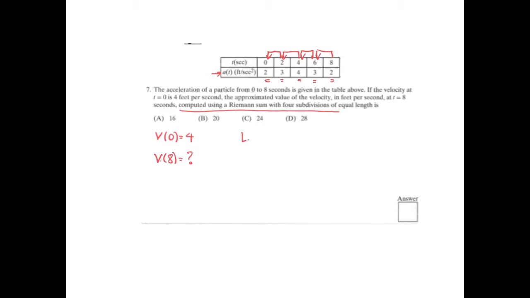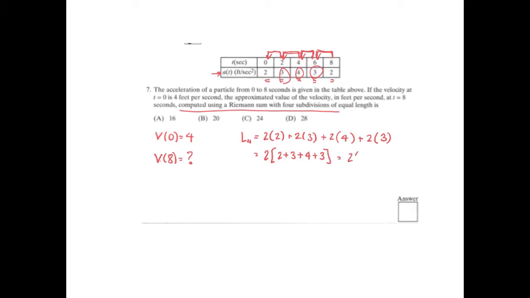My left Riemann sum with the 4 subintervals is going to be, the width is 2 times the height. First height is 2. The width again is 2, and now the height is 3. I have another width of 2, and now my height is 4. And then my last width is 2 also, and my height is 3. And so I really could have factored out that width of 2, and then I have 2 plus 3 plus 4 plus 3.